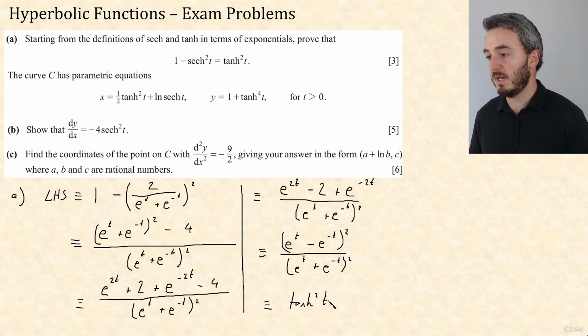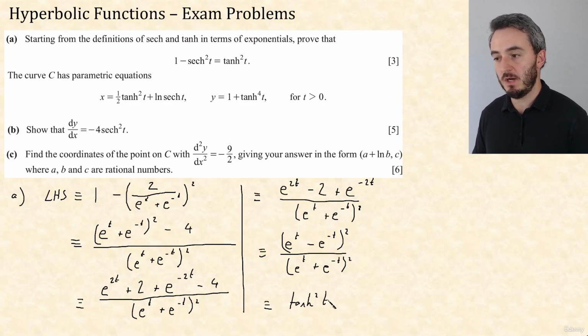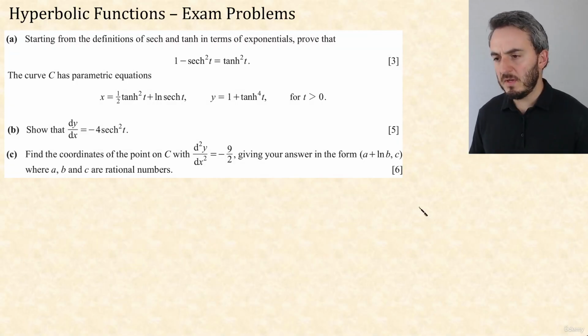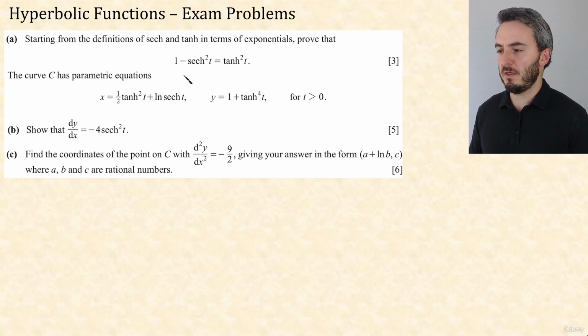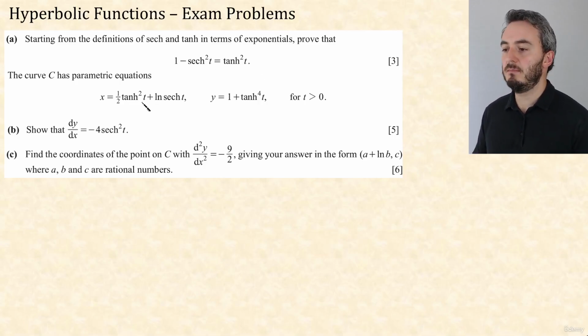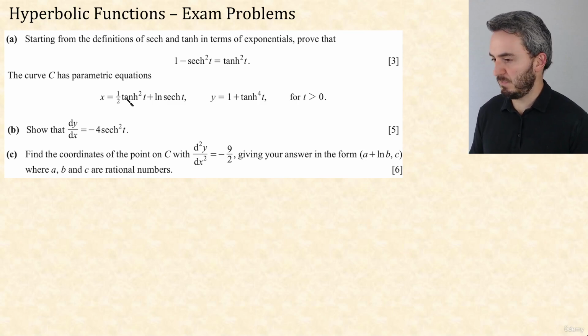The curve C has parametric equations x equals half tanh squared t plus ln sech t, and y is 1 plus tanh to the 4 t, and t is positive. Show that dy by dx is minus 4 sech squared t. Okay, well, we're probably going to have to use that. We probably wouldn't have been asked to do this for nothing. So maybe it's going to be in this at this point. Maybe it will come later on.